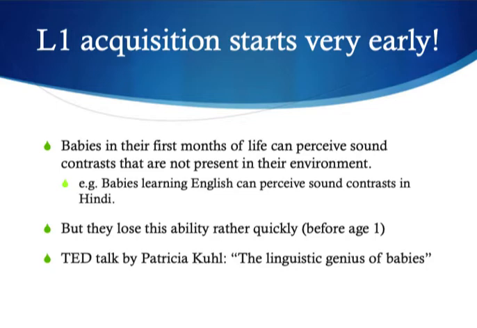So one thing that becomes obvious very quickly is that first language acquisition starts very, very early. It may seem obvious to point out, and yet it's still important, that a lot of language acquisition is happening before children actually utter their first words. So babies, very young babies in their first months of life, can perceive sound contrasts that are not present in their environment. For example, babies learning English can perceive sound contrasts in Hindi, a language that they don't hear. But they lose this ability rather quickly.